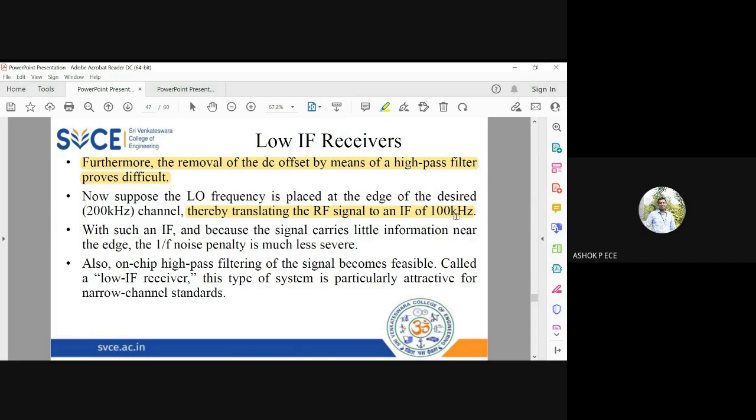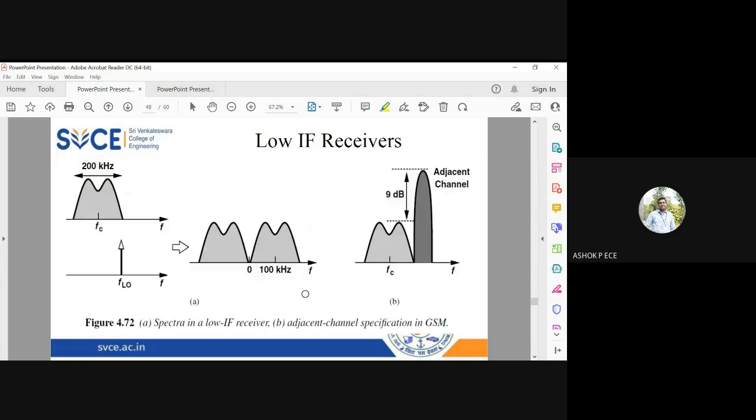When you have such a low IF, the 1/f noise will not interfere with your system that effectively. As the frequency gets larger, the 1/f noise gets less. Here we have the frequency of LO very close to your RF signal, so that I can eliminate this 1/f noise in the receiver. Also, when the frequency of operation is very low, I can fabricate it very easily, and the chip can be easily designed to have these types of receivers. That helps in fabrication also.